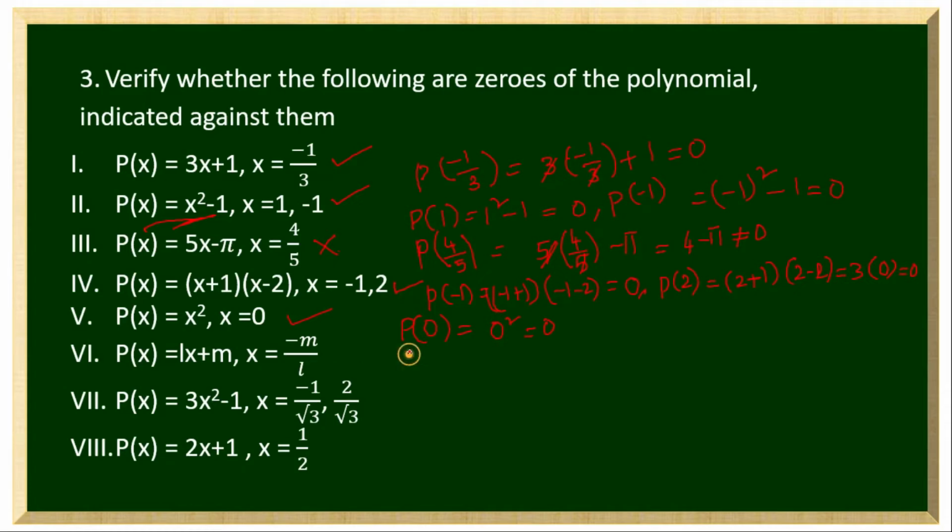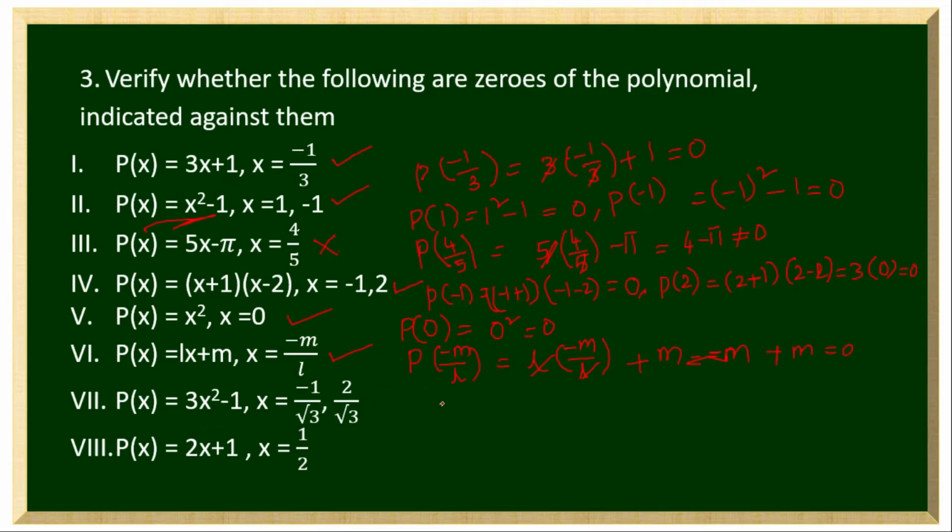In the same way, we have to check p(-m/l) equal to l into, in the x place, what we have to take: -m/l, plus m. So l and l will get cancelled, minus m plus m will become 0. So for x equal to -m/l, the whole polynomial is becoming 0. So we can say -m/l is a zero of that polynomial.